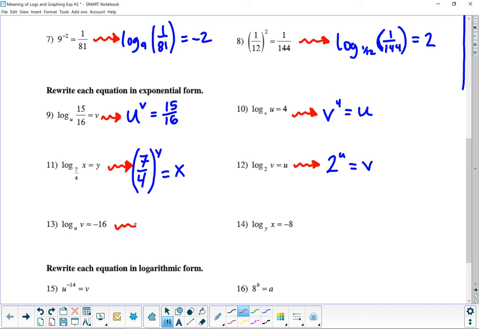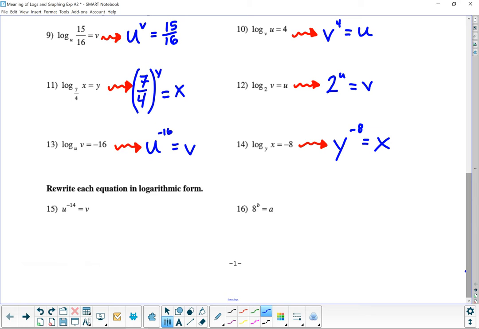Okay, this one, number 13, log base u, so we're going to have exponential base u to the negative 16th power, and that's going to equal v. Okay, number 14, we have a log base y, so we're going to have exponential base y to the negative 8th power. That's going to equal x. All right, so that's the next part.